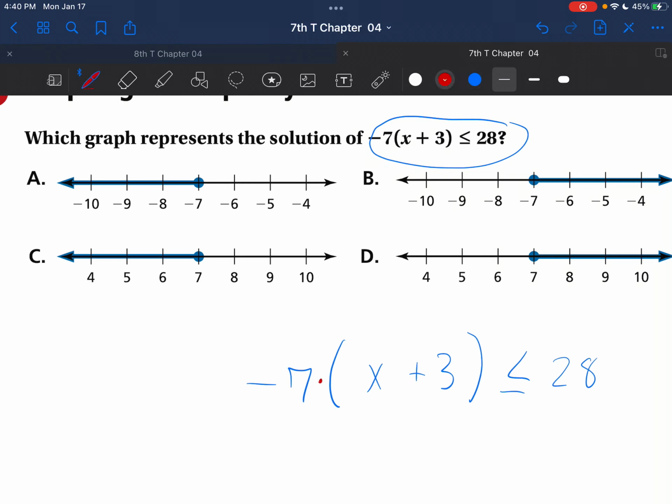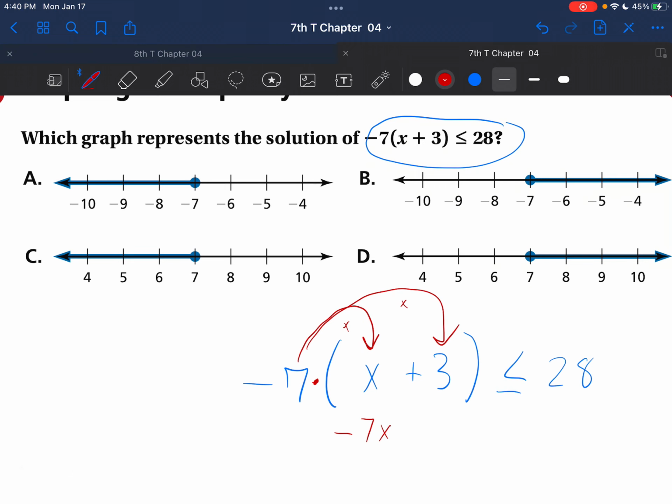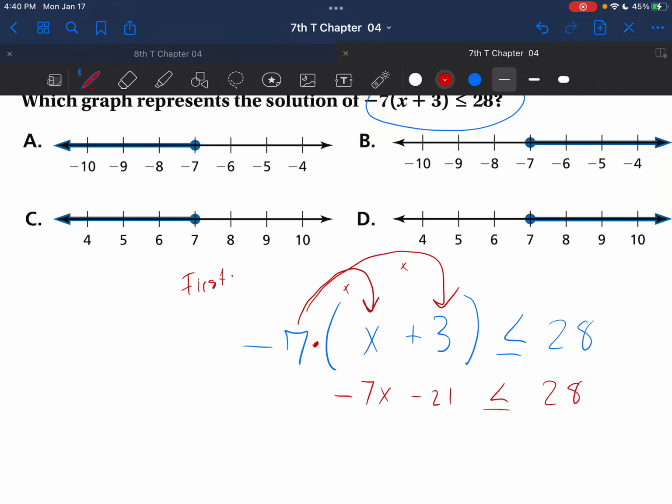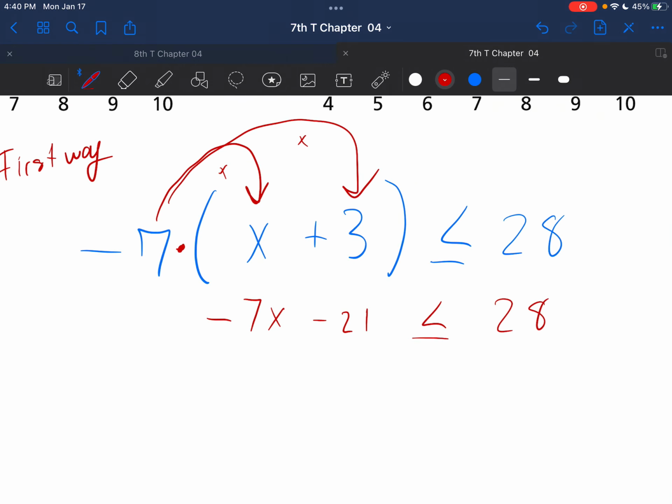Okay, so really quick, that is a multiplication problem. So one way to do this would be you multiply this like this here. And that would give you, right, that means multiplication, negative 7x, and then negative 7 times 3 would give you negative 21, right? And then you have this 28. This is the first way to solve. I'll call it first way. Alright, so how would we solve this problem? Let's draw that line. The opposite of negative 21 is plus 21. Cross it off. Plus 21. Let's add this. We have 49, like this, and then we have negative 7x.